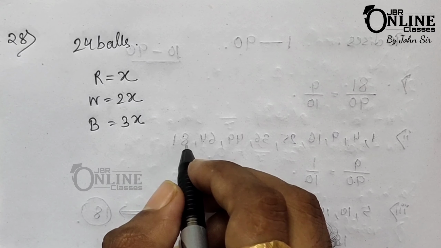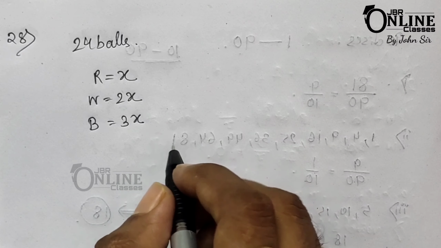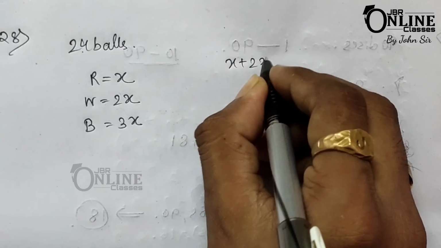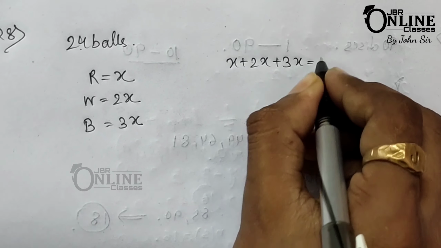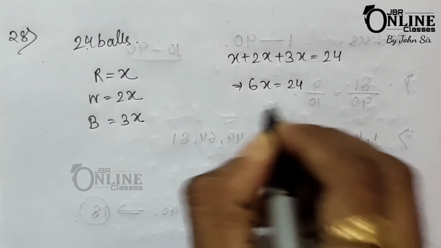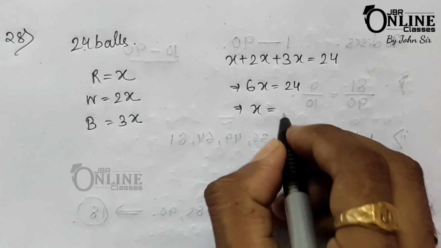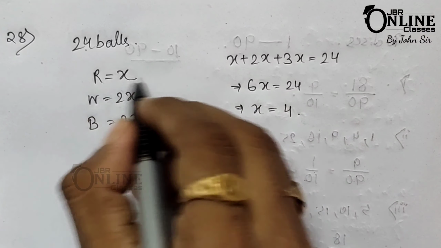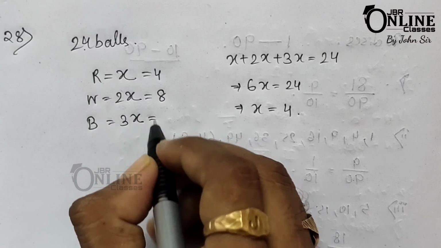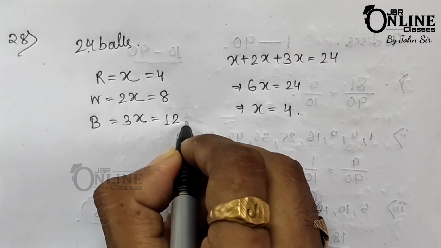Okay, that means here you have to find two answers. First, as there are 24 balls, x plus 2x plus 3x equals 24. From that 6x equals 24, and then x equals 4. So the number of red balls equals 4, white balls equals 8, and blue balls equals 12.